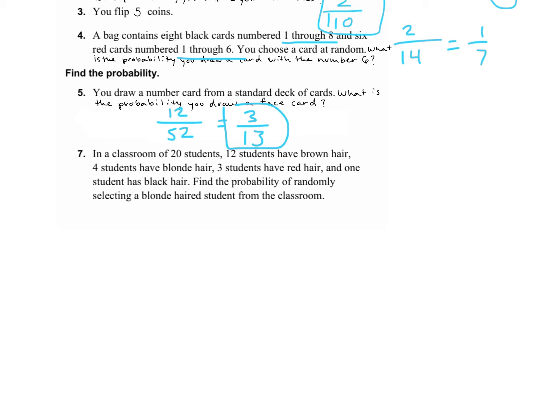Next, in a classroom of 20 students, 12 students have brown hair, 4 students have blonde hair, 3 students have red hair, and 1 student has black hair. Find the probability of randomly selecting a blonde-haired student from the classroom. So we have 4 blonde students out of 20 students total. So that would be 1 out of 5.